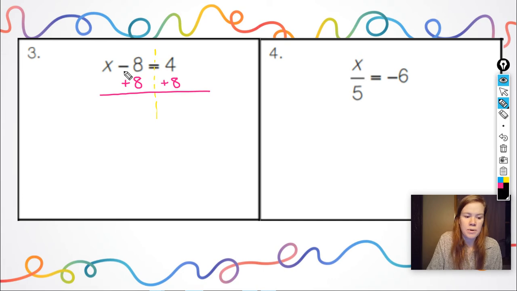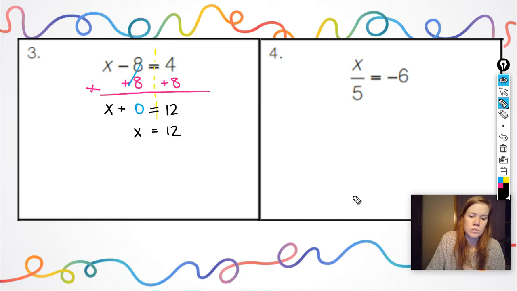So what ends up happening? It's like a giant addition problem. We're going to add these things together. So we carry this x down. We have minus 8 plus 8. Well, that is just going to cancel right on out, and it turns into a 0. On the other side, we have 4 plus 8, which is 12. X plus 0 is just x, so that is equal to 12.